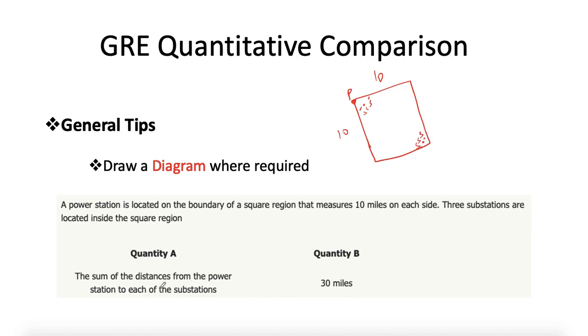As quantity A asks for the sum of distances from the power station to each substation, I need to compare this with 30. If I take the distances from this side, the sum will be less than 30. But if I take the distances from the other extreme, from this side, the sum will be greater than 30. That's why the answer to this is option D.